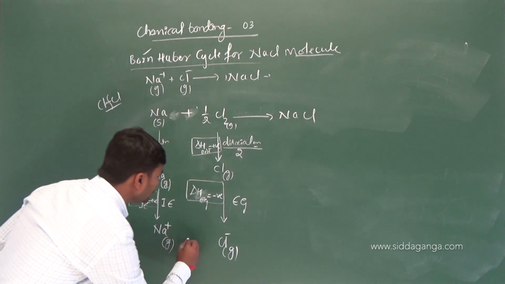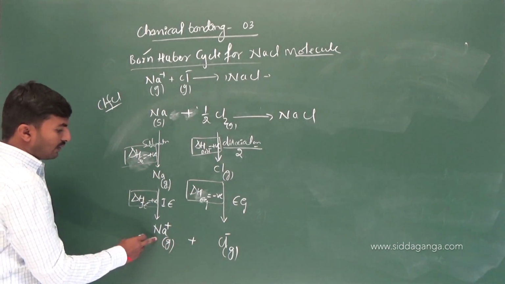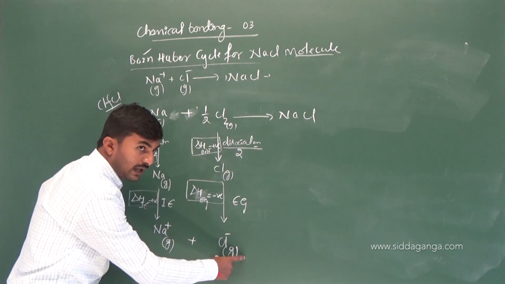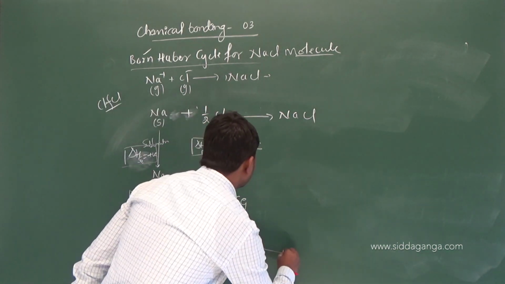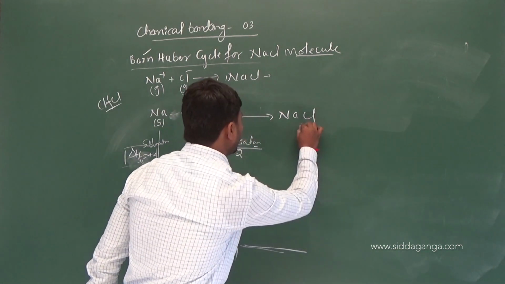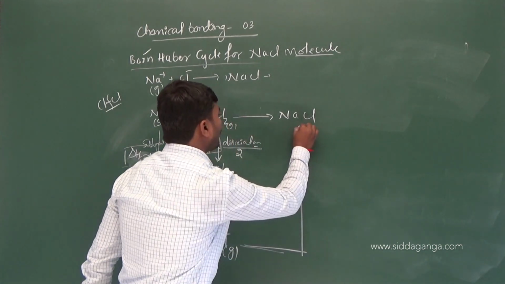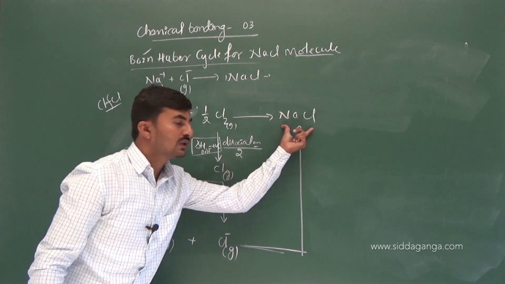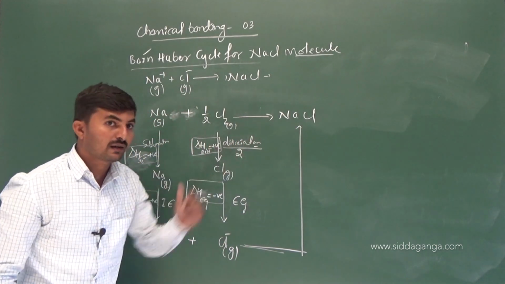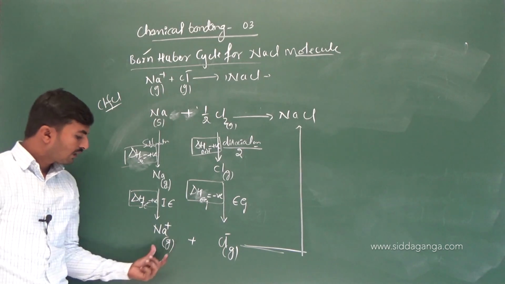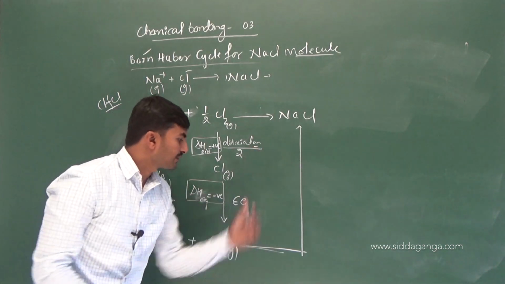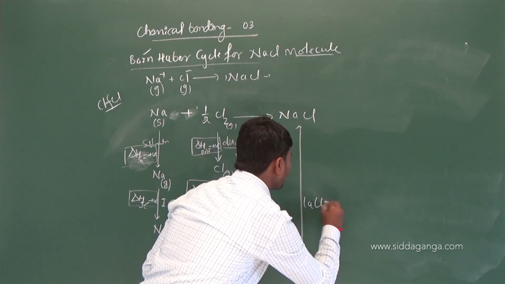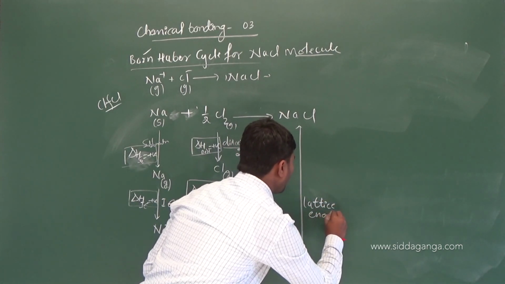Now we have the sodium cation and the chloride anion. Ultimately these two combine with each other to form 1 mole of ionic compound. Here this is called lattice energy.